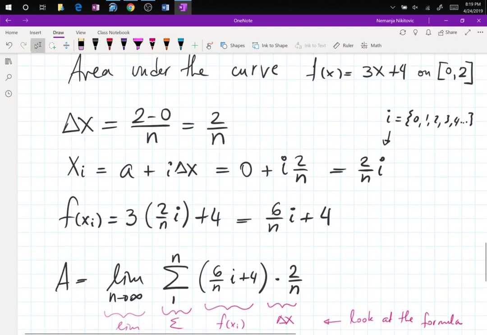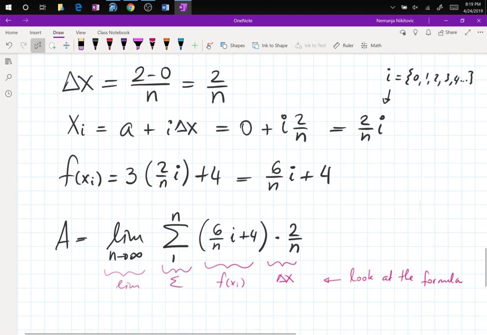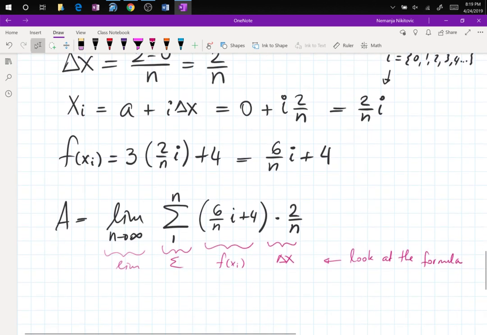Guys, this is 100% setup for every problem of this kind. You find dx, you find xi, you find f of xi, and when you have all those building blocks, just shove everything into your equation. And now, all we need to do is to solve this, right?